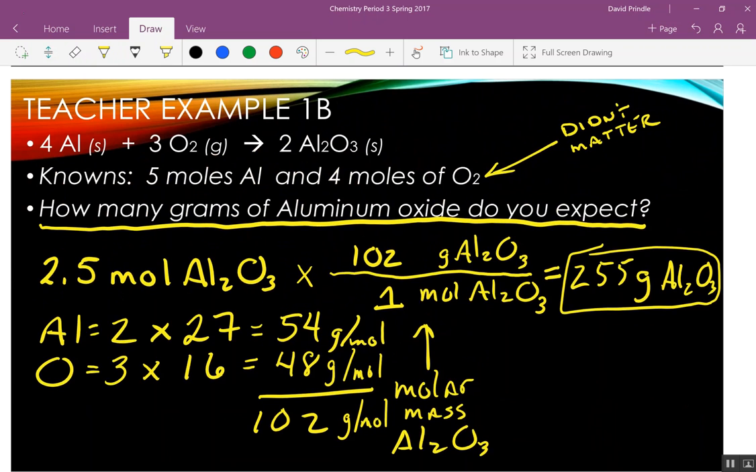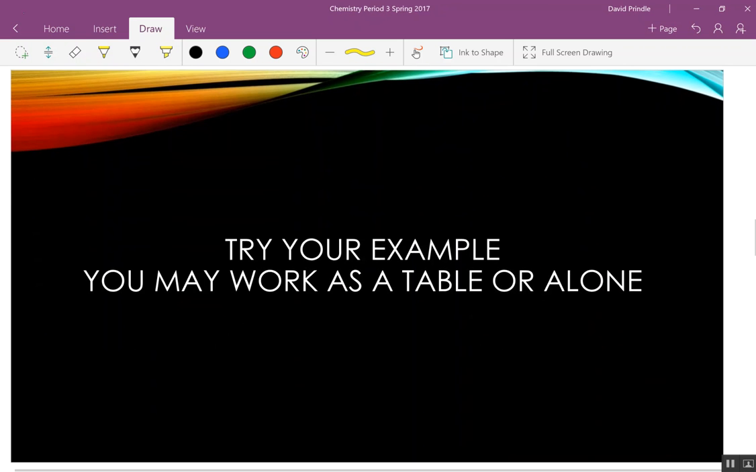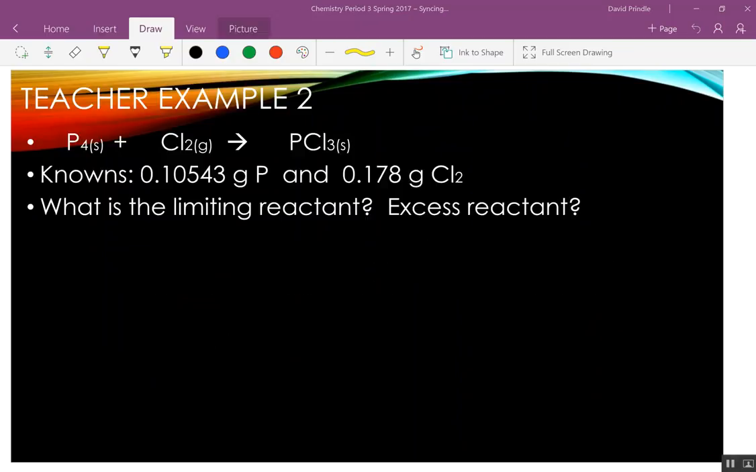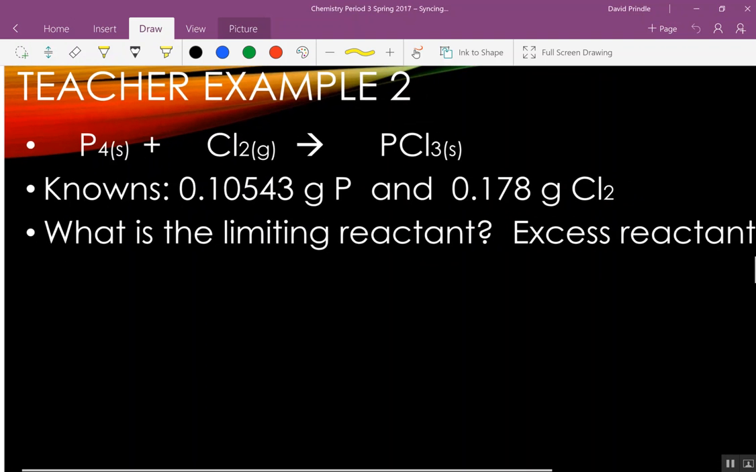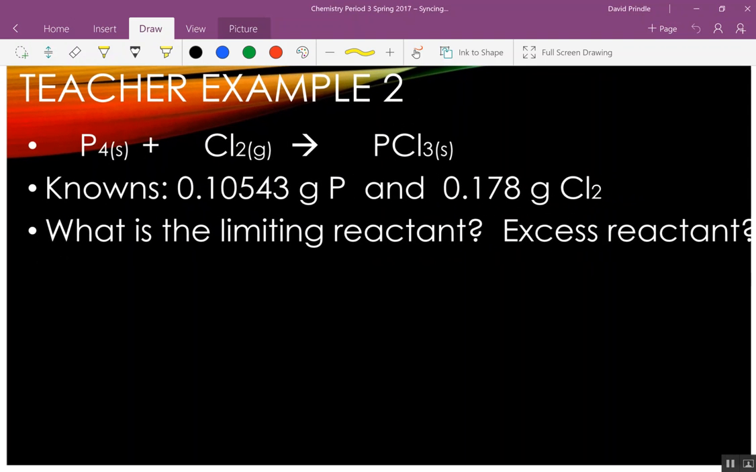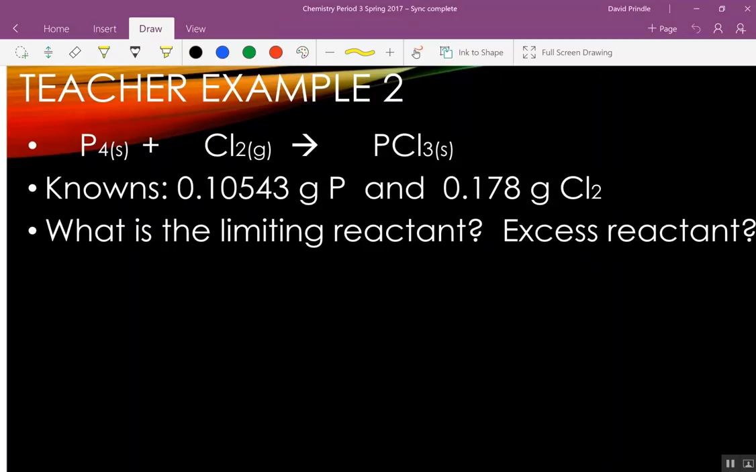All right. So together or alone at your table, work out the next problem. Alrighty. Oh, T1. It's this one here. Here we go. Who can I pick on? Is it balanced? No. Somebody want to balance it?